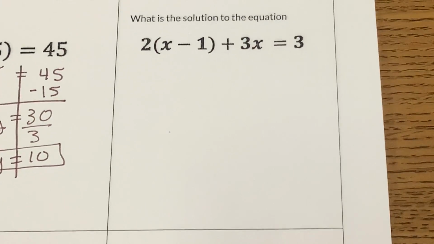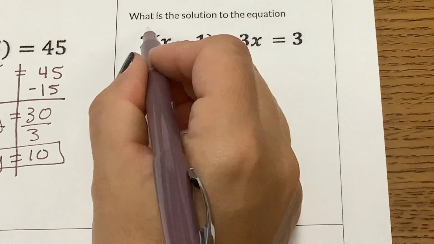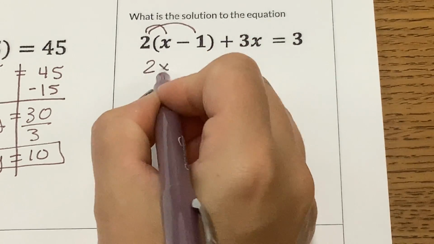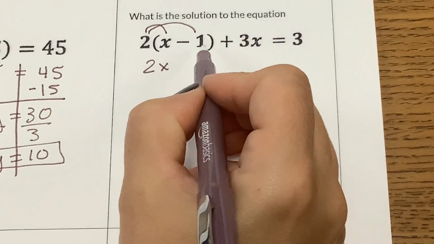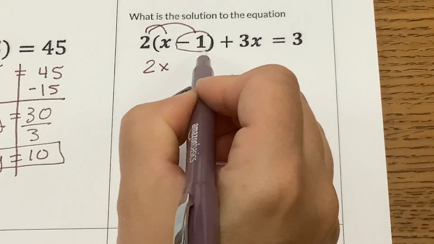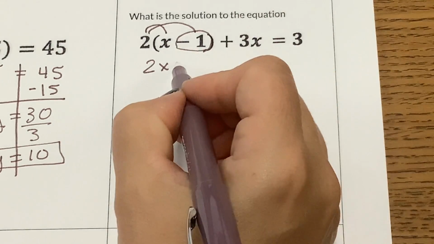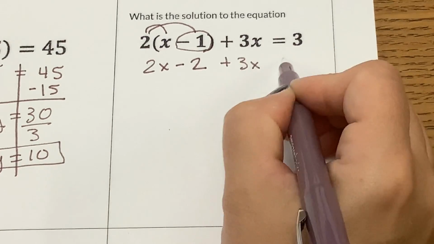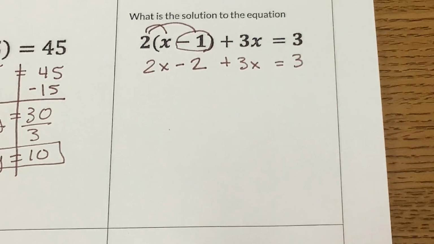We do have parentheses, so we are going to distribute that 2. 2 times x is 2x. 2 times, and we treat this as if it's a -1. That whole symbol goes together. So 2 times -1 is -2. Bring everything else down. Okay, then we move on to our next thing.